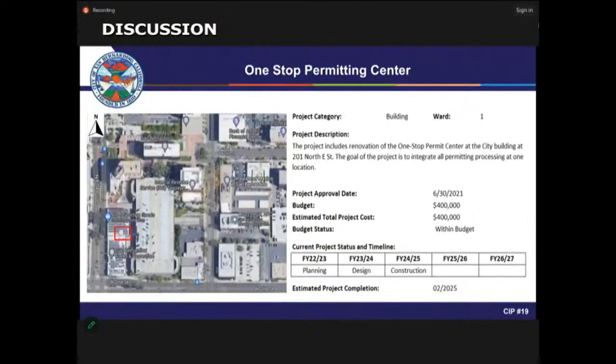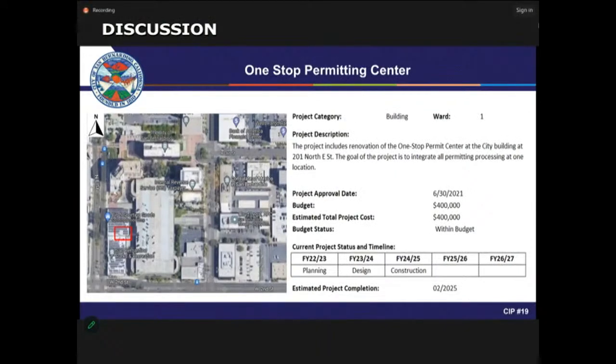The next project is the One-Stop Permitting Center. The proposed improvements include renovation of the One-Stop Permit Center at the city building at 201 Northeast Street, 3rd floor. The goal of the project is to integrate all permitting processing at one location, including building and safety, public works, fire, planning, and other departments. Currently, the total budget for the project is $400,000, and staff is working on design procurement at this time. So we're planning to start the design phase shortly, and anticipated completion is fiscal year 24-25 for the project.